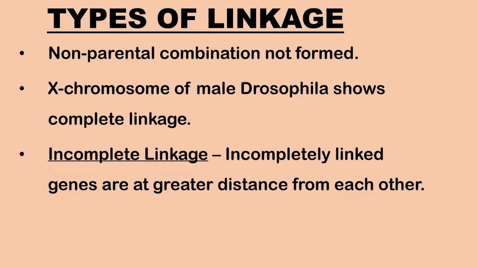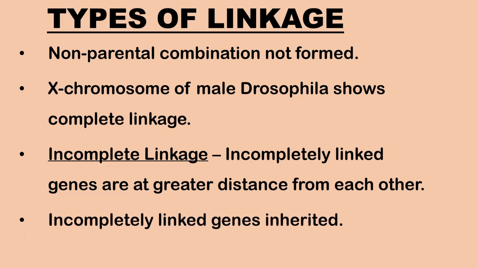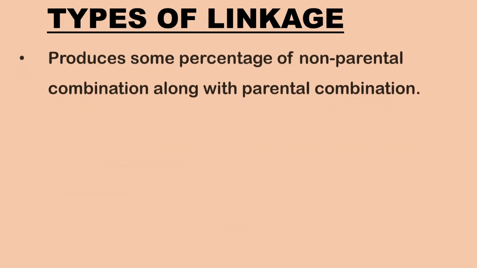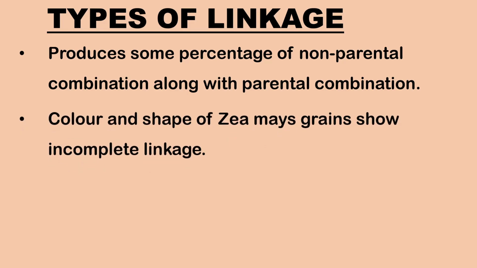The incompletely linked genes are at greater distance from each other and have chances of separation by crossing over. The phenomenon of inheritance of incompletely linked genes is called incomplete linkage. They produce some percentage of non-parental combination along with the parental combination. In Zea maize, the color and shape of grain show incomplete linkage.